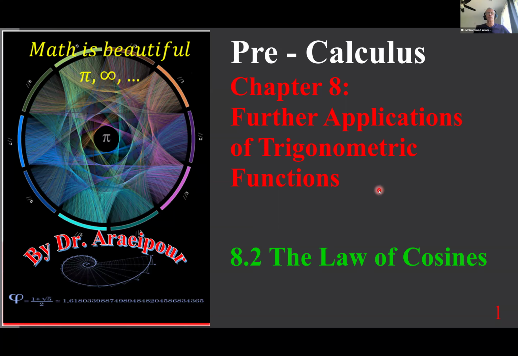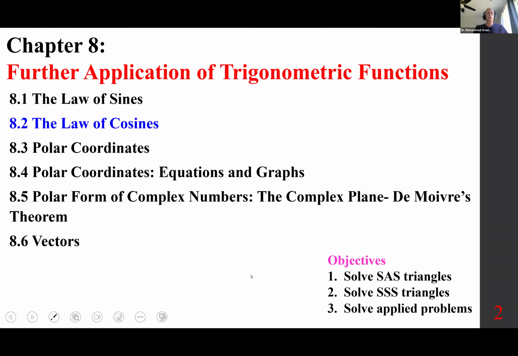Good afternoon, class. We are looking at pre-calculus, chapter 8, further applications of trigonometric functions, section 8.2, the law of cosines. So the objectives for section 8.2 are: solve SAS triangles, solve SSS triangles, solve applied problems. SAS is side, angle, side; SSS is side, side, side.